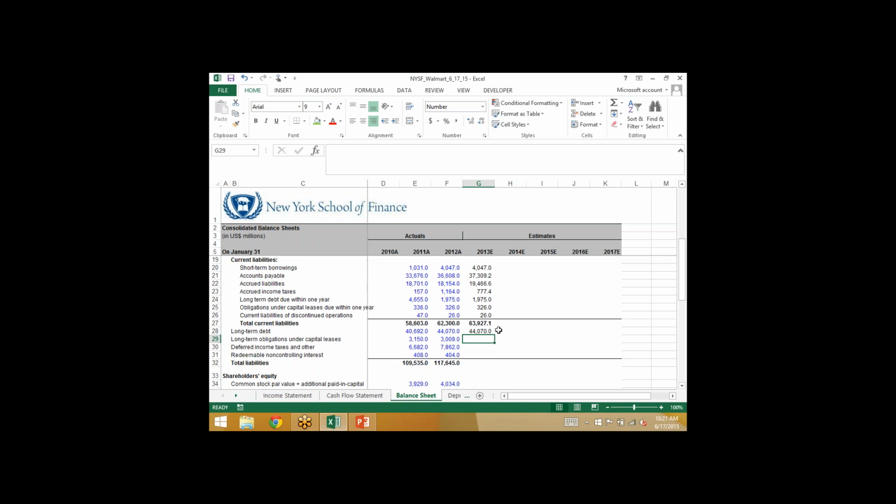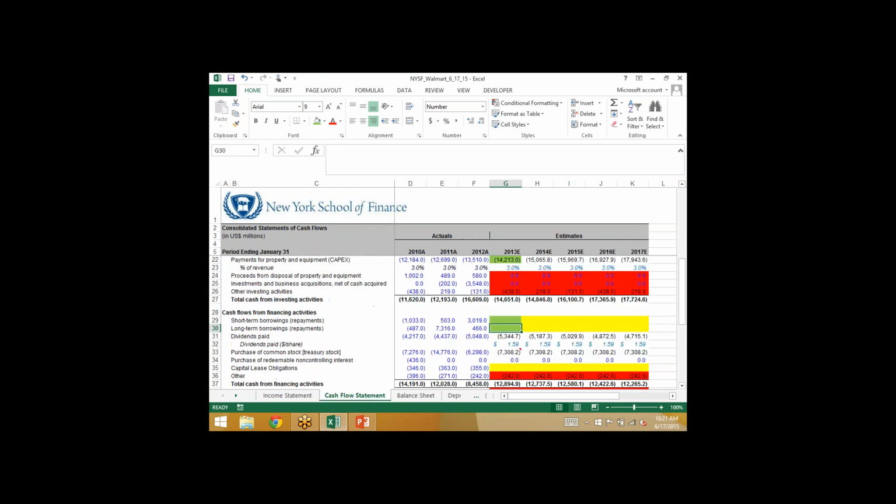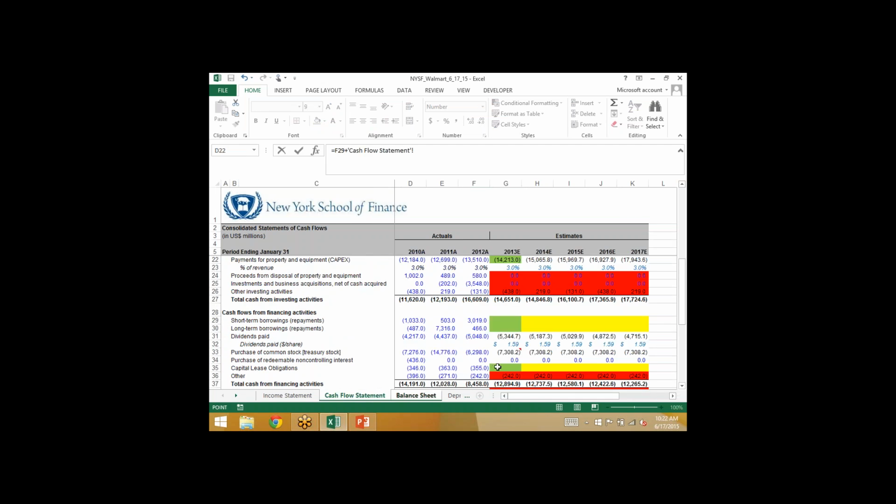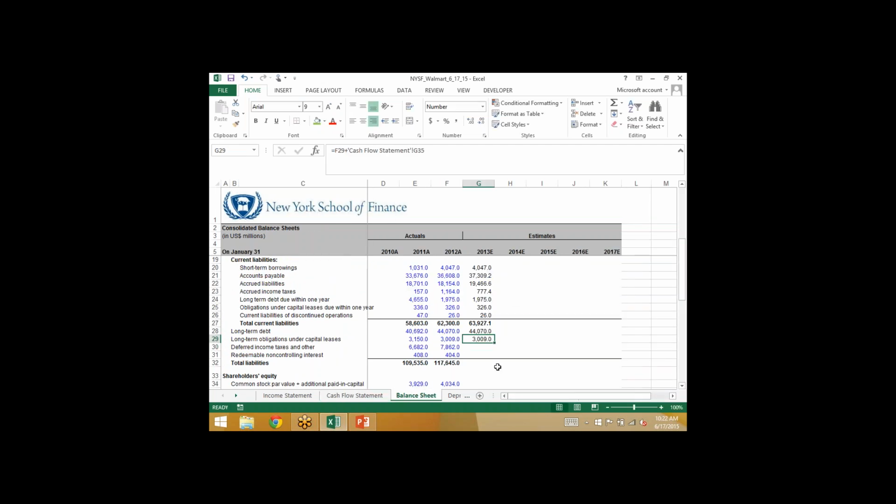And the capital leases. How about the capital leases? Same idea. There's capital lease obligations, row 35. So this is going to be equal to the year before plus 35 capital lease obligations.